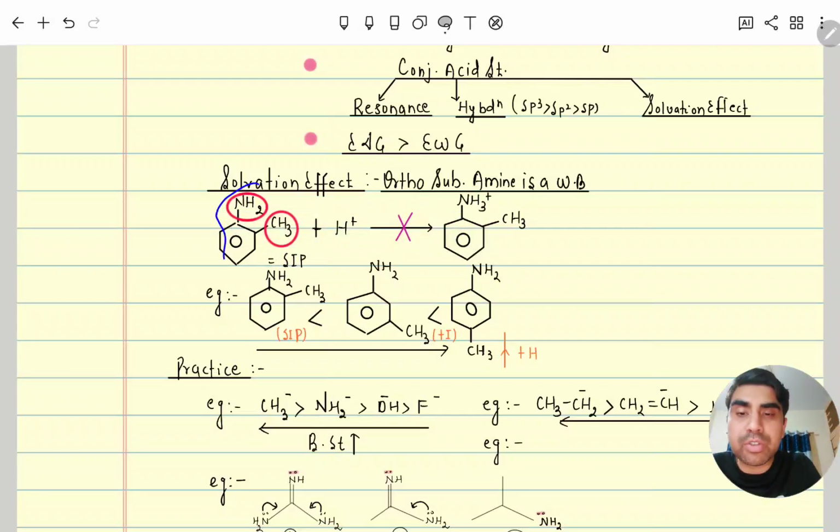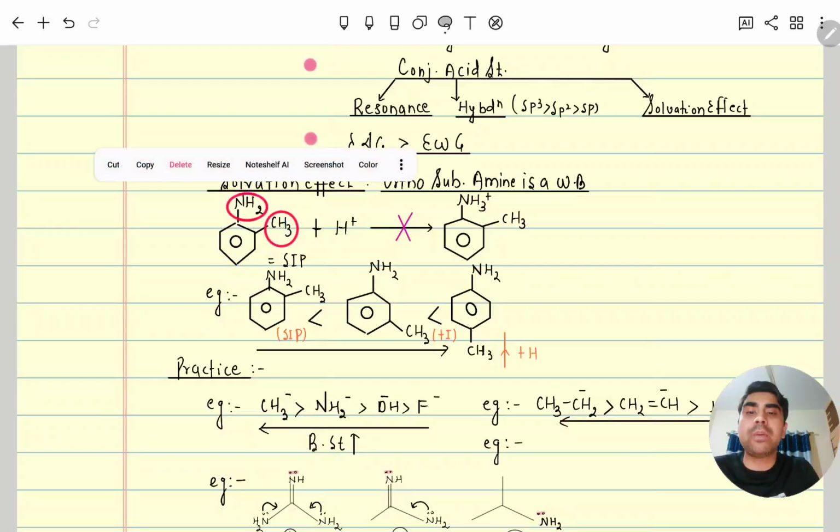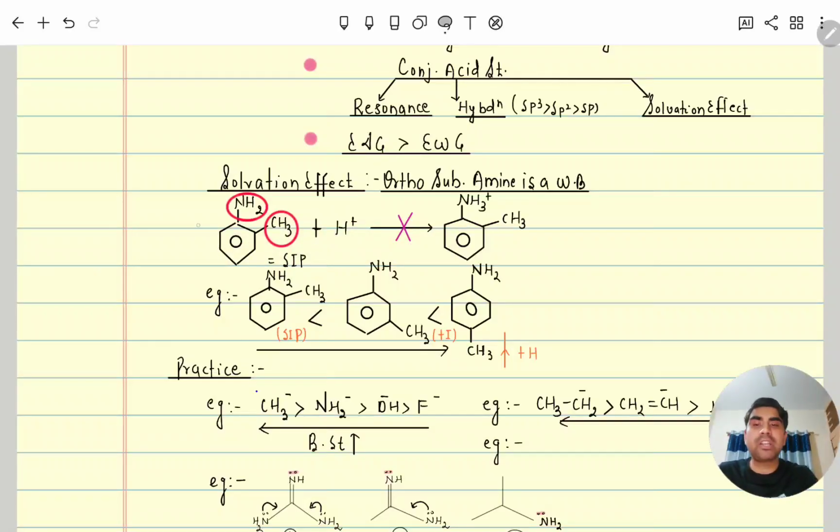Means the ortho-substituted aniline system has less tendency to accept H plus, and this phenomenon is called steric inhibition of protonation. Means its basicity is very negligible. Clear? So if one ortho substituent is there, its basic strength is very less.